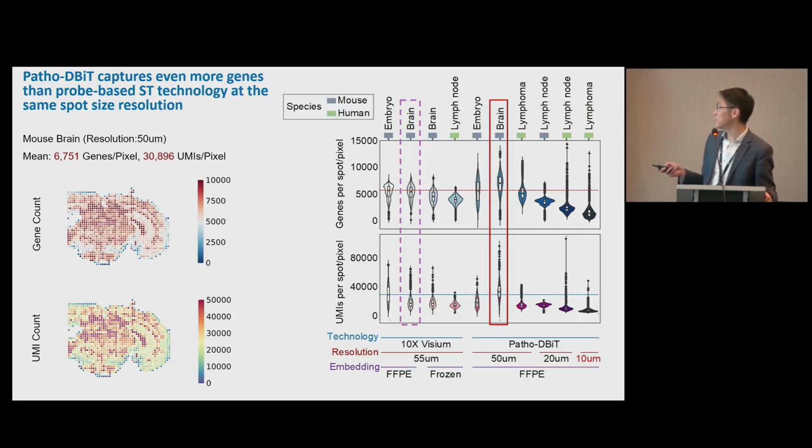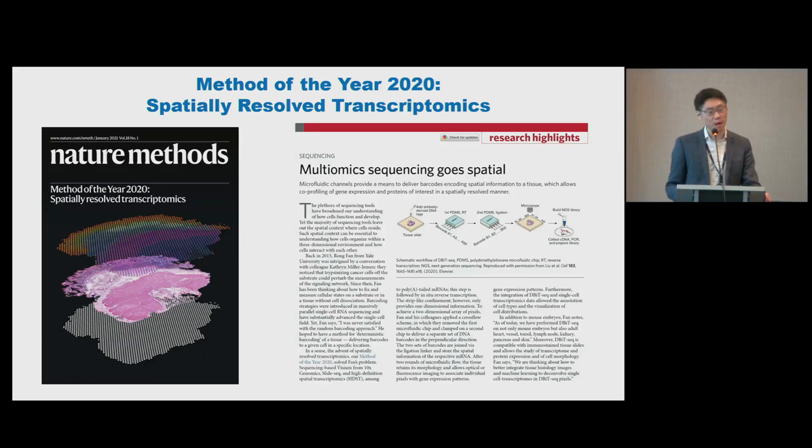We compared this across different samples and also compared to the probe-based 10x Visium, which is not base-by-base sequencing, but in our case, this is base-by-base sequencing. I was totally blown away. If you look at the performance, we were able to detect even more genes per pixel as compared to the probe-based spatial transcriptome sequencing.